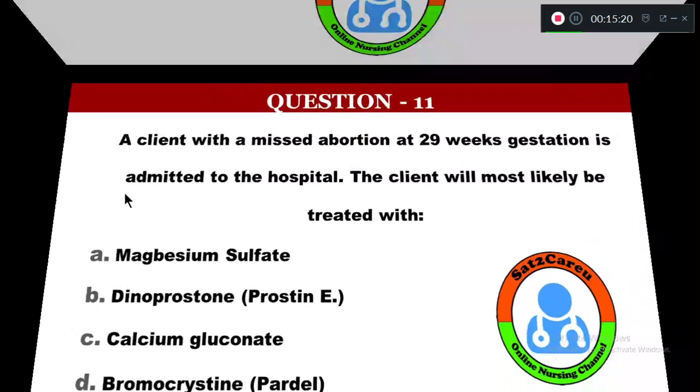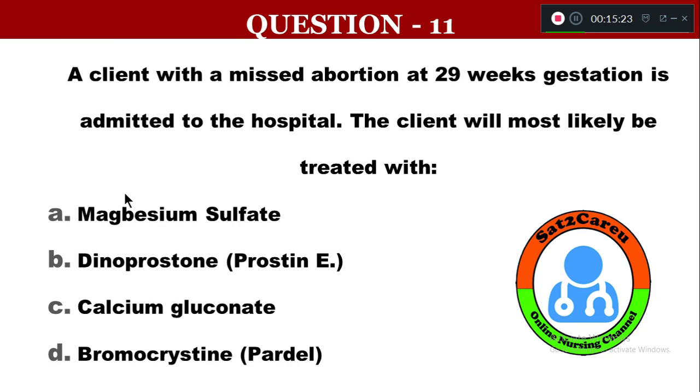Now move on to question number 11. A client with a missed abortion at 29 weeks of gestation is admitted to the hospital. The client will most likely be treated with option A magnesium sulfate, option B dinoprostone, option C calcium gluconate, option D bromocriptine. So which drug is given to the client who has a missed abortion at 29 weeks of gestation? The right answer is dinoprostone, that is Prostin E.